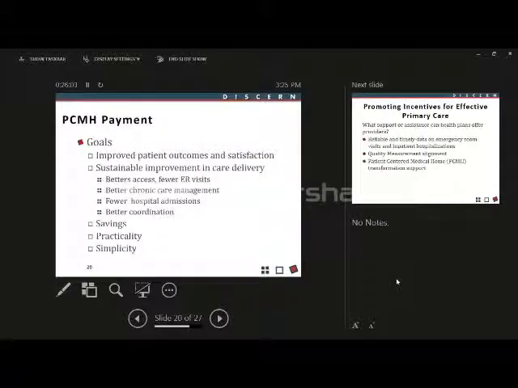So we now are going to transition a little bit to a specific case study around payment reform and care transformation, which is the PCMH model. As I'm sure many of you are familiar with, and in fact have begun to work with patient-centered medical homes, the goals for these systems are improved patient outcomes through better care coordination, more proactive care, and better patient satisfaction by making sure that patients are getting the right care, care that's appropriate for them.